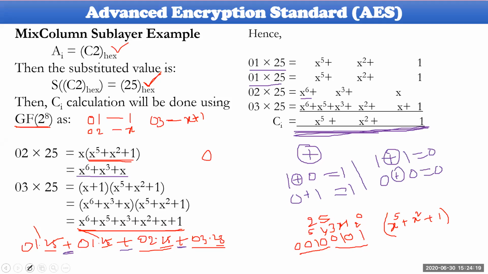This is the logic diagram that we know regarding exclusive OR. Look at this.